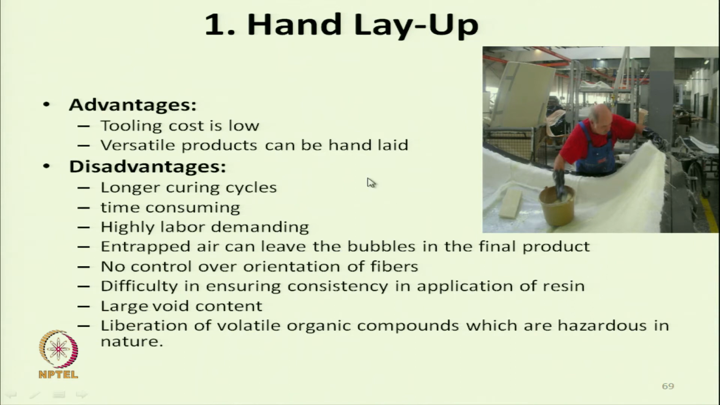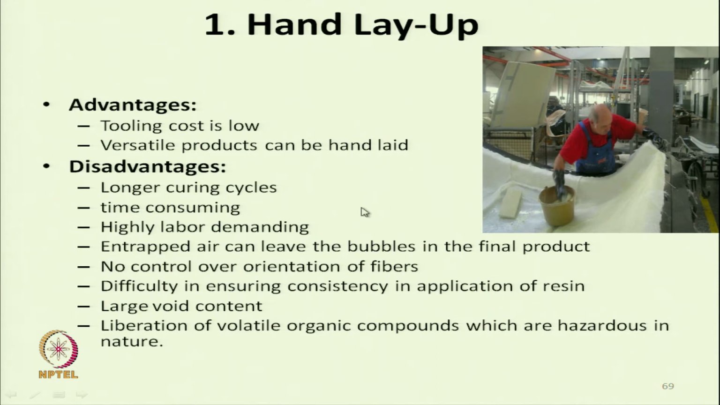As we can see from here, the tooling cost is low, because there is no specialized machinery required. Versatile products can be hand laid. This is hand laying. So, any sorts of products can be made, because we have to only lay the reinforcing fabric and pour the matrix, thermoset matrix. The main disadvantage of this process is that it has a long curing cycle. We have to allow time to get the matrix solidified.